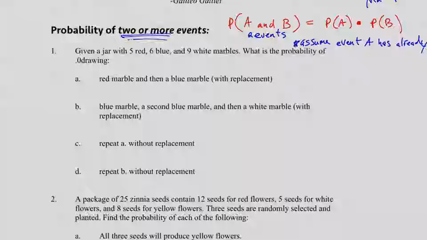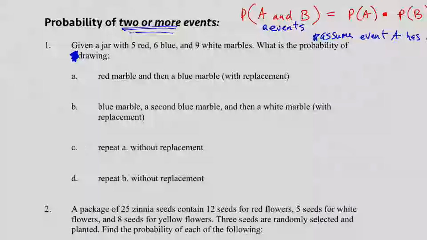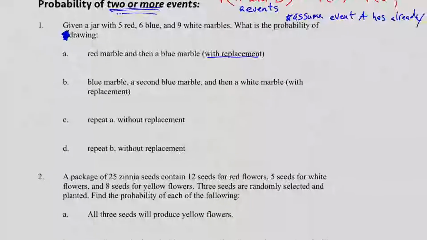So this is given a jar with 5 red, 6 blue, and 9 white marbles. What is the probability of... Now, I don't know what this is doing here. I don't think you have this, right? Anyways, let's ignore that. But what is the probability of... Remember, we're going to grab twice. Are we going to replace the marble or not? Well, it says with replacement. So what are the chances of grabbing a red marble and then grabbing a blue marble?